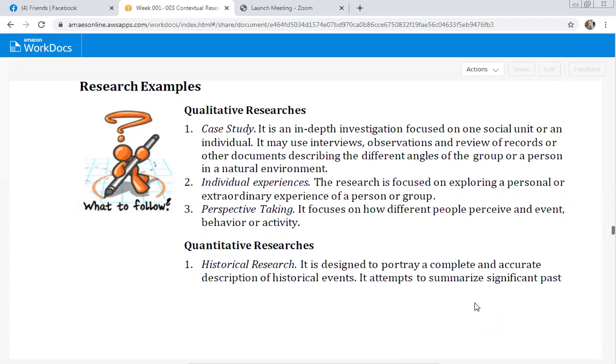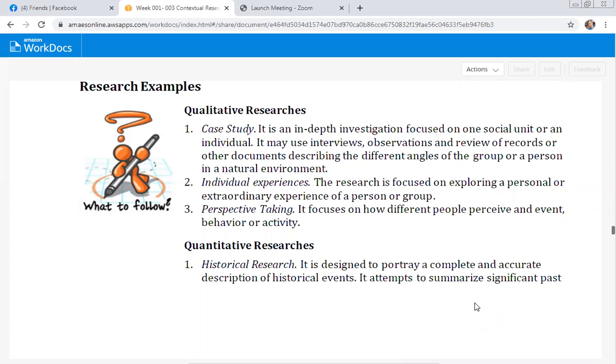How does it work? Class, bago tayo magpatuloy, gising pa ba kayo? Yes, sir. Gising pa, sir. Naiintindihan naman yung mga pinagsasabi ko? Opo, sir. Okay.